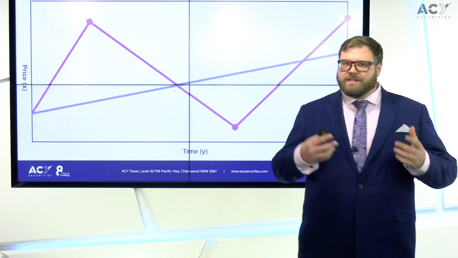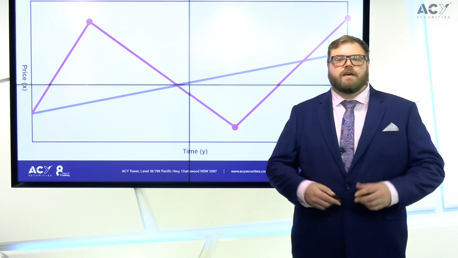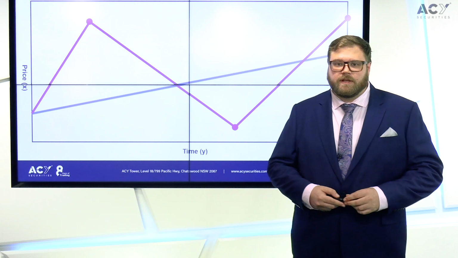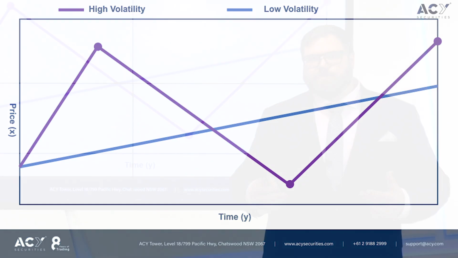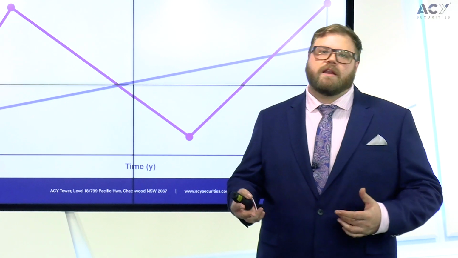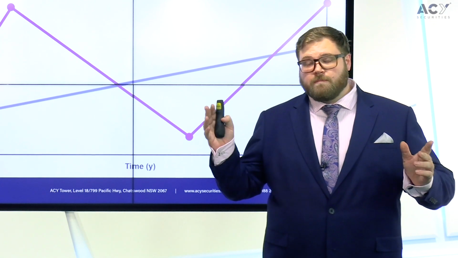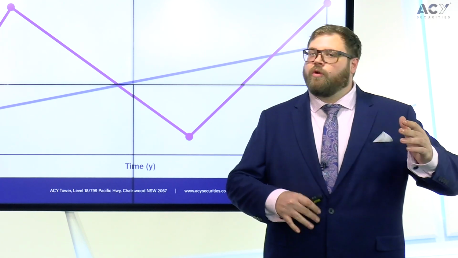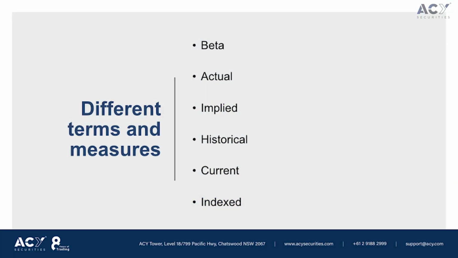Now, to put that into an example, if we have a look at this chart here, the blue line represents something that has low volatility, while the purple line represents high volatility. And we can see that they both reach similar points in price, having started from similar places, but the movement between getting from point A to point B has much more fluctuation on the purple side than it does on the blue. When we think about volatility, there are a number of different terms that commonly come up.